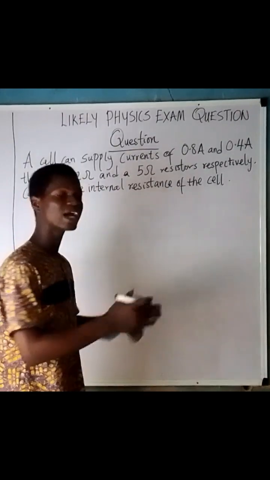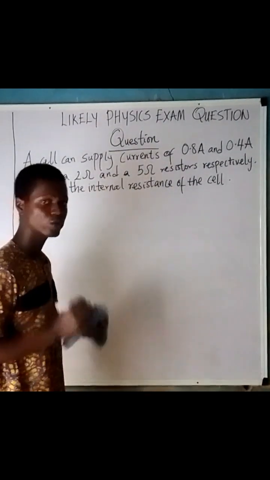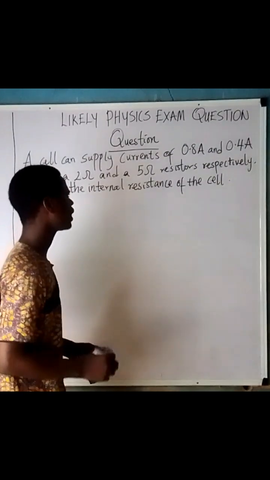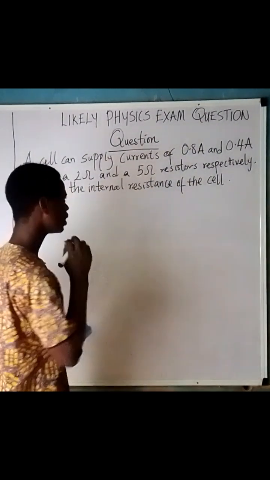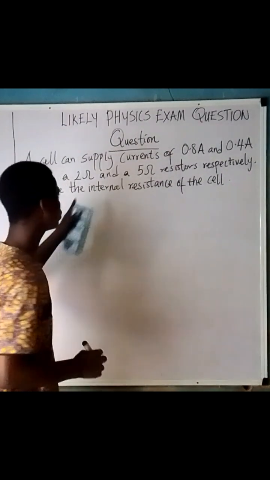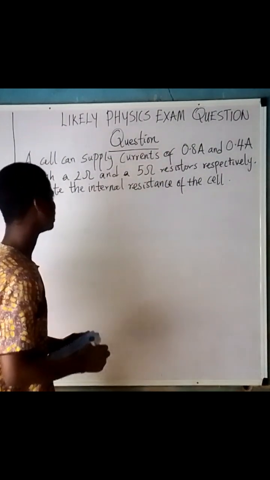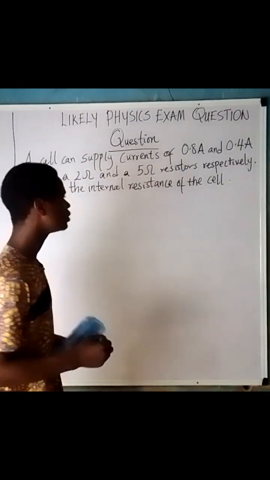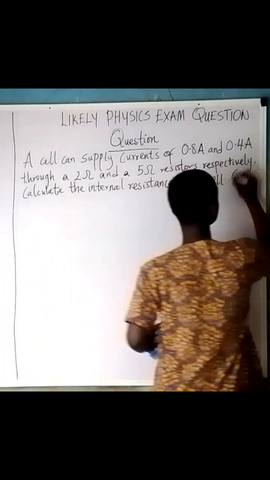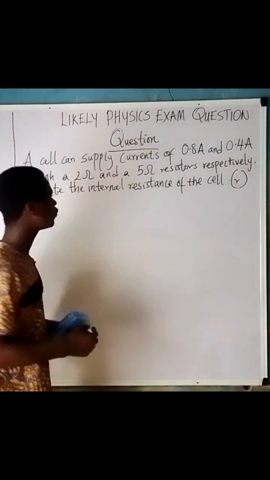Let's quickly look at this electricity question on the EMF of a cell. The question reads: a cell can supply current of 0.8 ampere and 0.4 ampere through a 2 ohm and a 5 ohm resistor respectively. Calculate the internal resistance of the cell. Our question is asking us to find small r. So let's go over the question again.